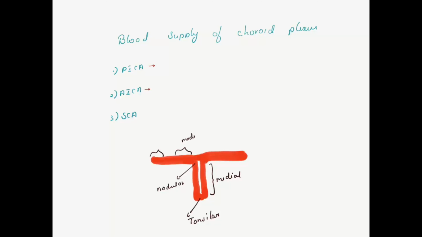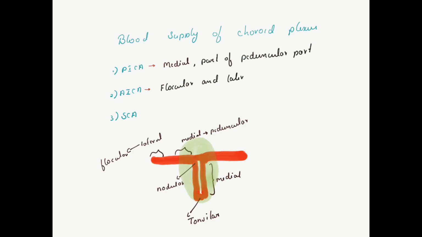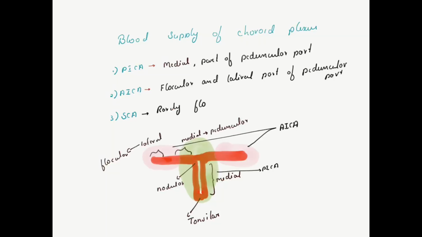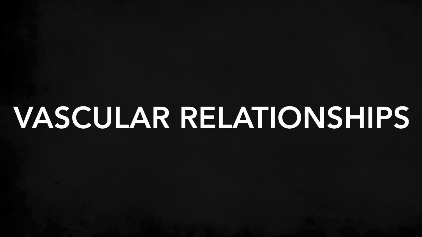The posterior inferior cerebellar artery mainly supplies the longitudinal limb along with part of the peduncular part of the transverse limb, and the ICA supplies the floccular part as well as portion of the peduncular part of the choroid plexus. Rarely superior cerebellar artery can also supply, if so it supplies the floccular part.